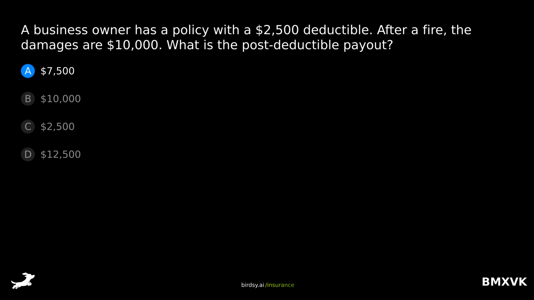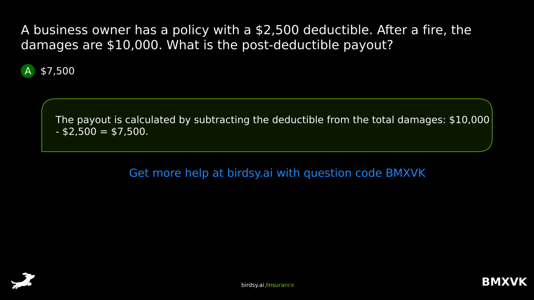Is it A, $7,500, B, $10,000, C, $2,500, or D, $12,500? The answer is A, $7,500. The payout is calculated by subtracting the deductible from the total damages. $10,000 minus $2,500 equals $7,500.